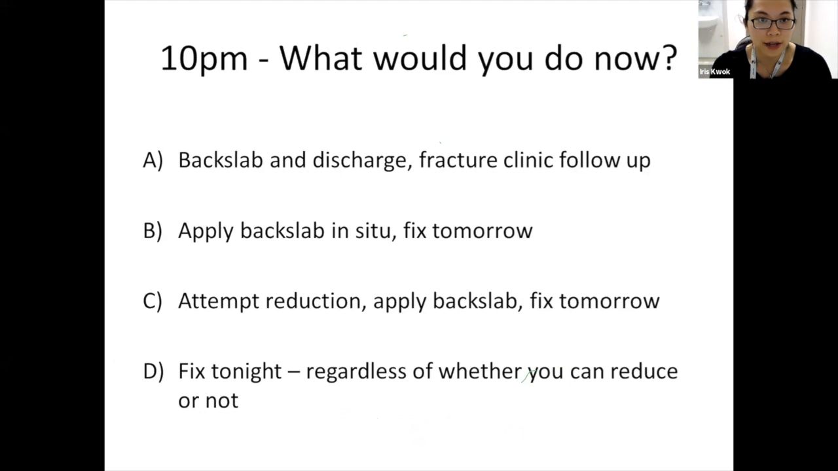Are you going to back slab this leg and then discharge him and then follow up in fracture clinic? Are you going to apply a back slab and then plan to fix it tomorrow on the trauma list? Would you attempt to reduce it before putting a back slab on and then plan to fix it tomorrow? Or would you try to fix it tonight on the CEPOD list, as an emergency, regardless of whether you can reduce the fracture or not? So again, let's do a quick poll to see what you think.